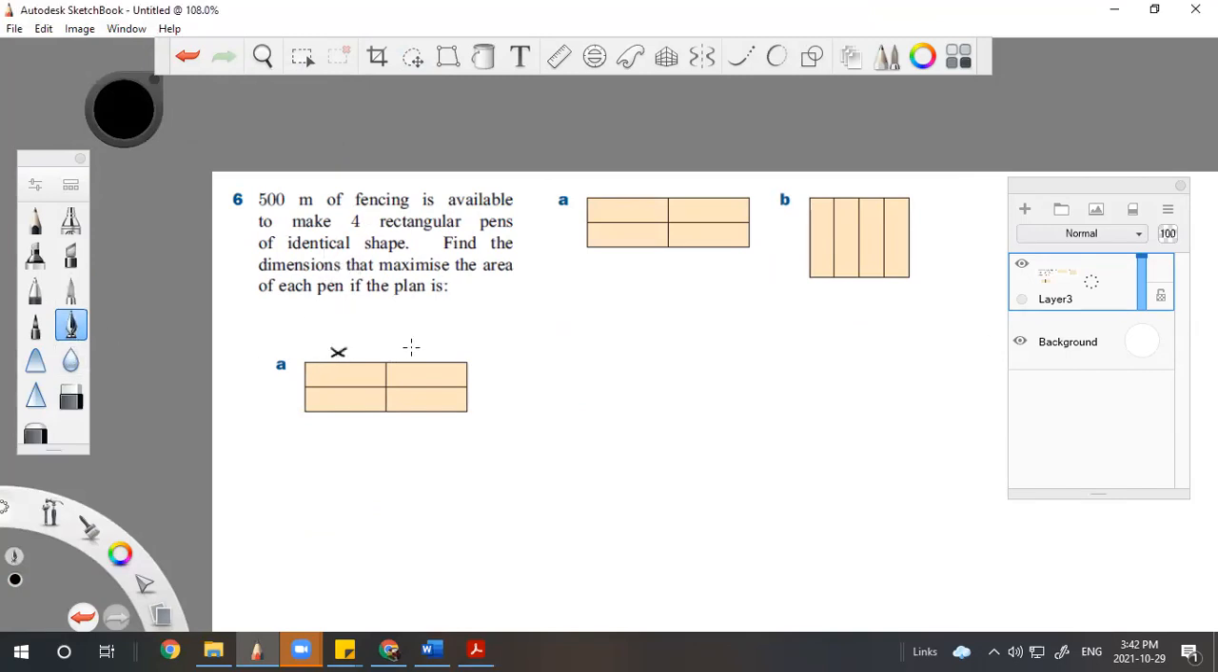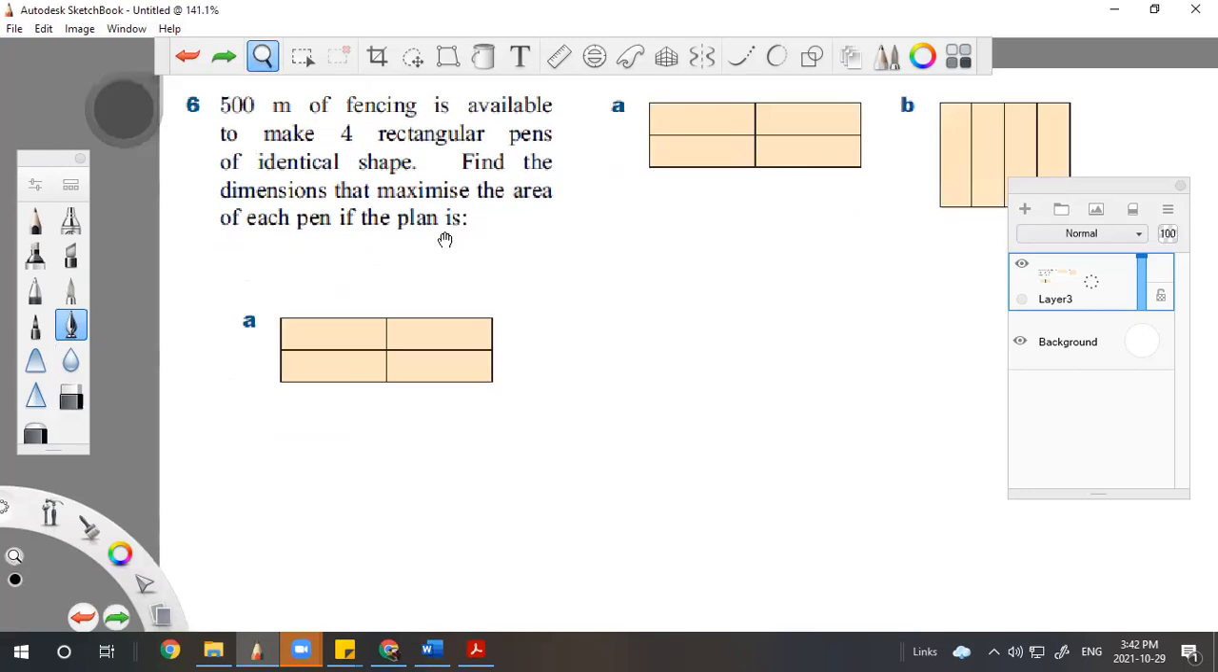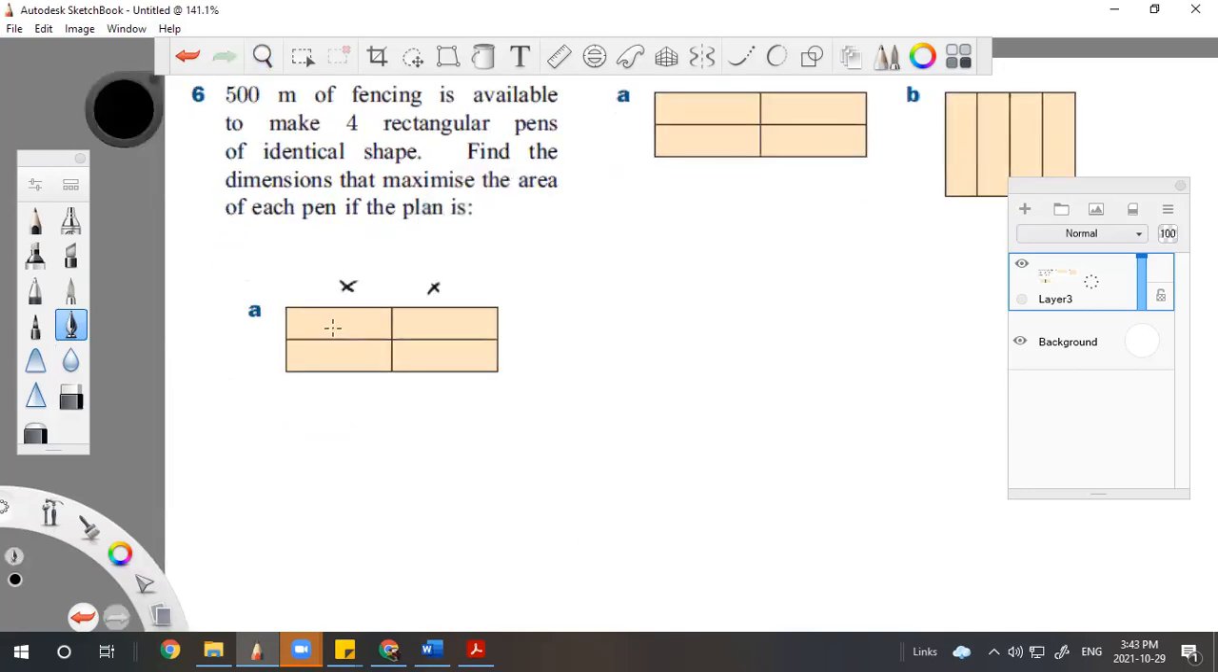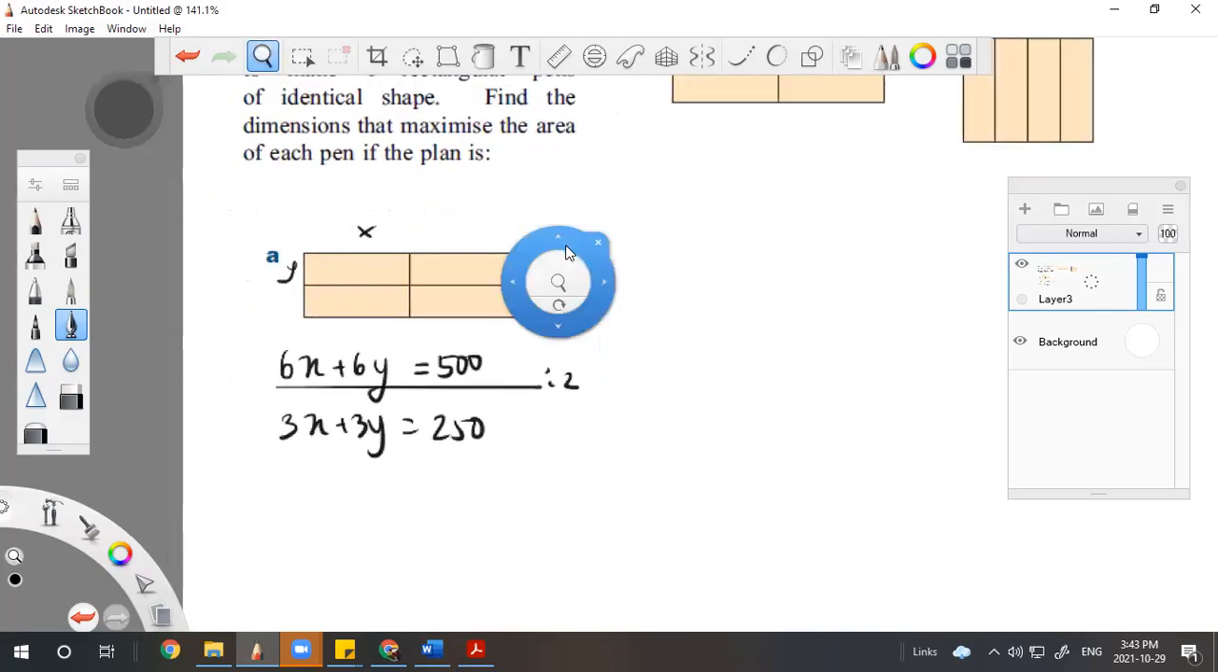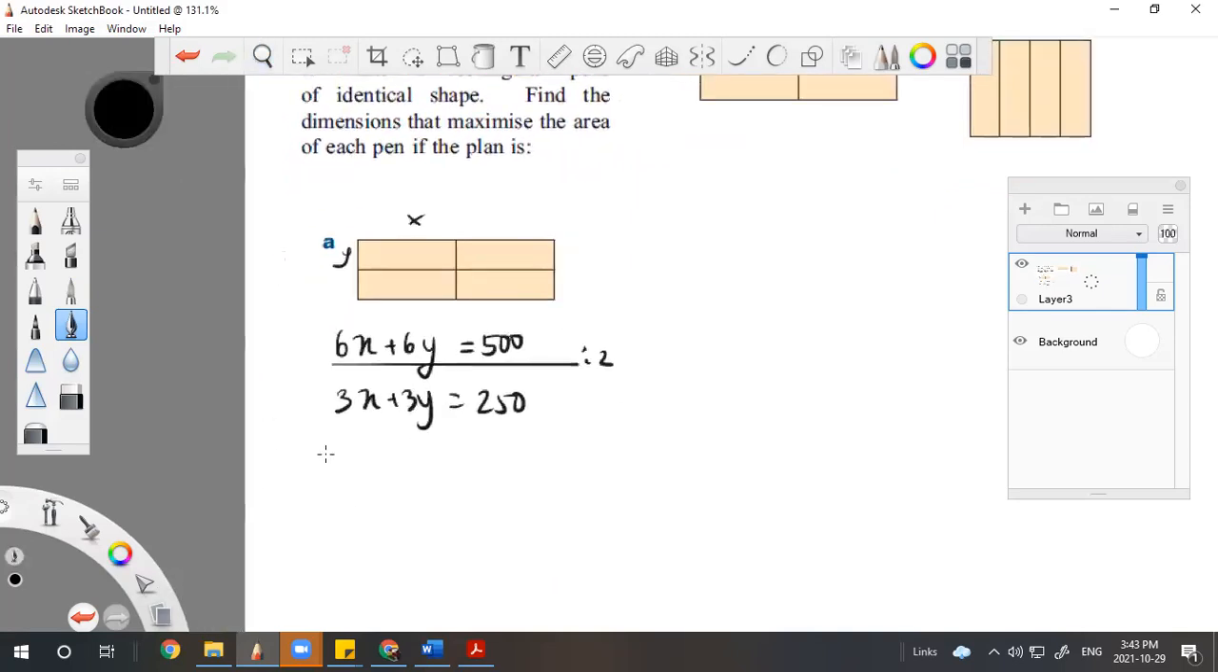Let the length be x. No need for one line, just one. And how many x do we have? 1, 2, 3, 4, 5, 6, right? 6x plus 6y equals 500. You can divide by 2, right? So 3x plus 3y equals 250. And the area of each pen is x times y, right?